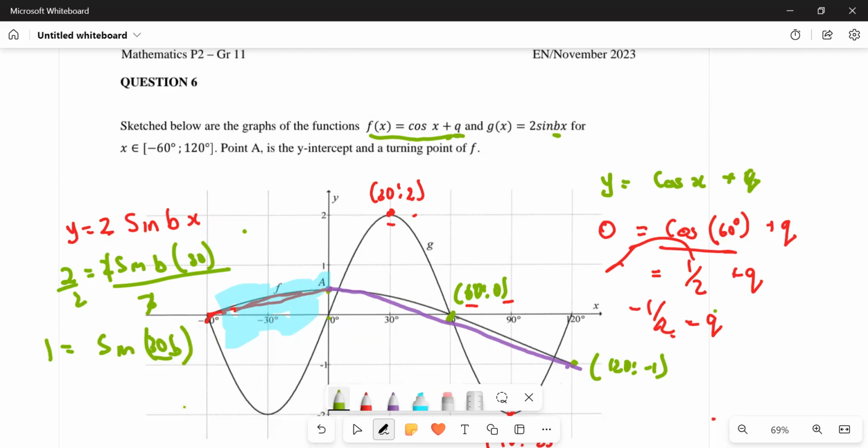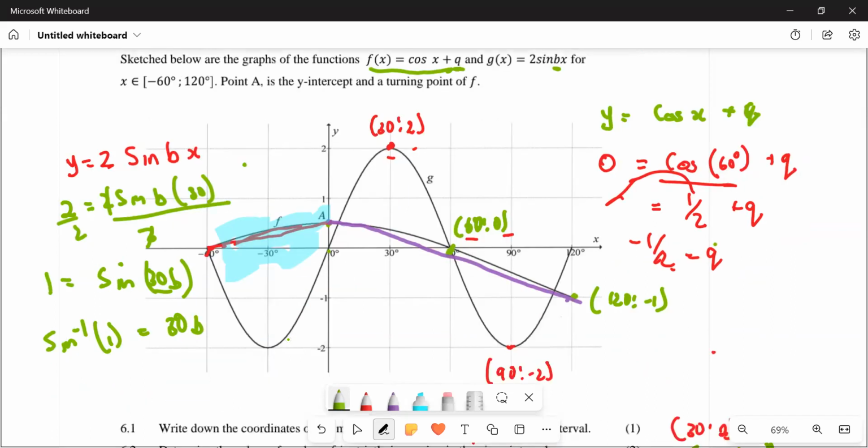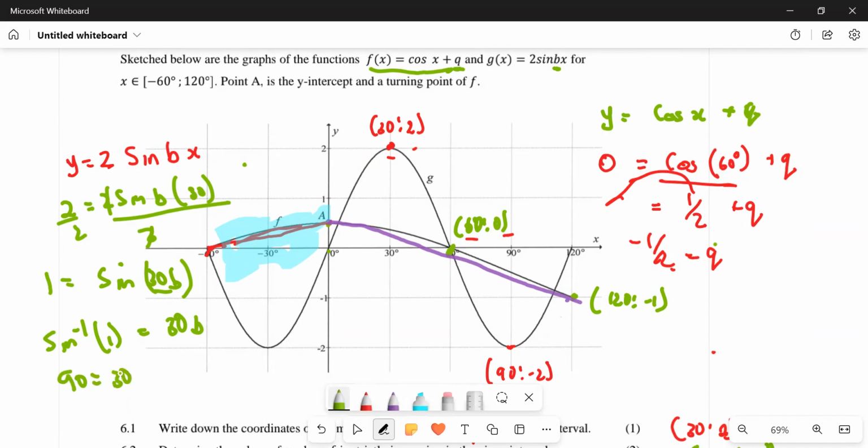I want to make b the subject. How would I make b the subject? I can use inverse sine. If I put sine inverse of 1, it's going to be equal to 30b. Now sine inverse of 1, what do you get? It says 90 is going to be equal to 30b. What are you looking for? b. Divide by 30, divide by 30. Our b is going to be 3, and then we get our 2 marks there.